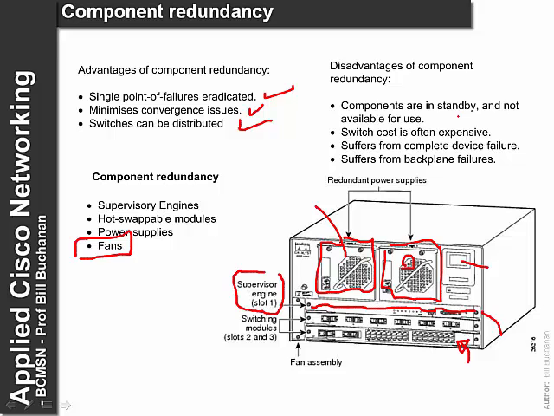The downside of component redundancy is that the components are typically in a standby mode and aren't actually used, so it can be seen as inefficient. It's also fairly expensive for our switches in that we need multiple power supplies, supervisory engines, and so on. The major fault, though, typically is if the whole device fails, such as a lack of power, then it doesn't matter if we have backup engines and backup supplies, then the whole switch fails. It can also suffer from backplane failures. If the backplane fails, then the whole device will fail.